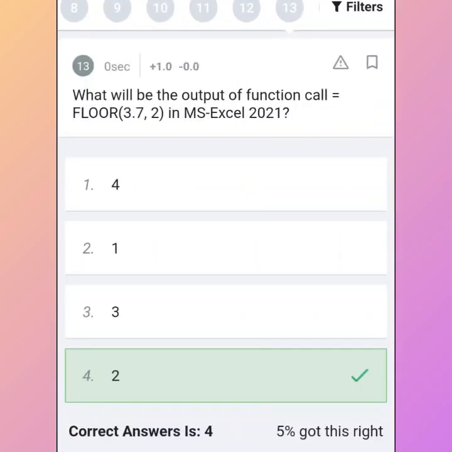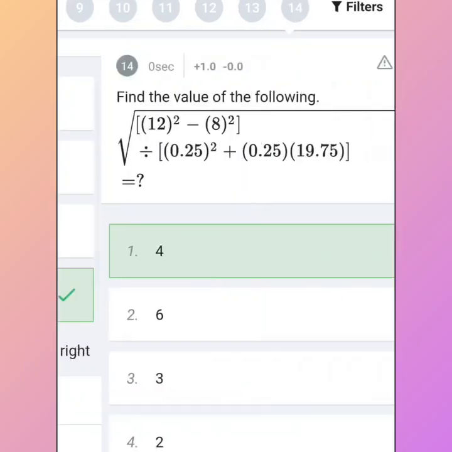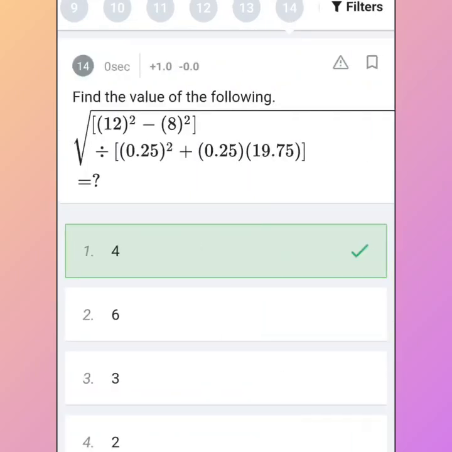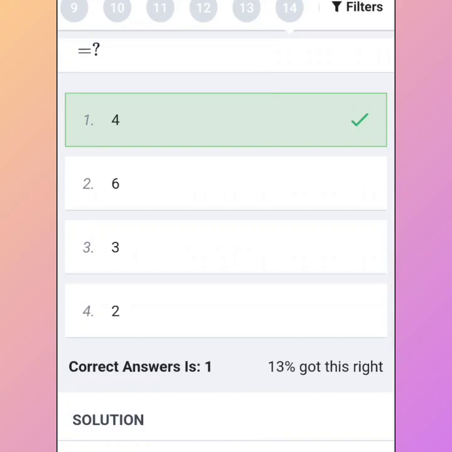What will be the output of function call floor in MS Excel? Option 4 is correct too. Find the value of the following. Option first is correct.